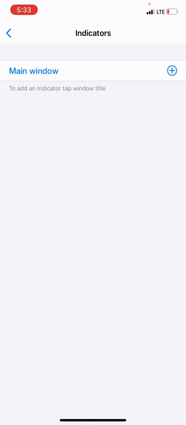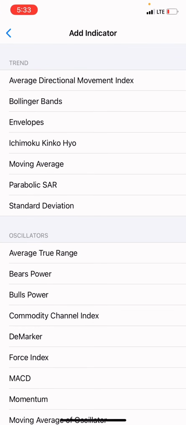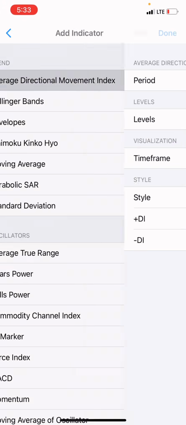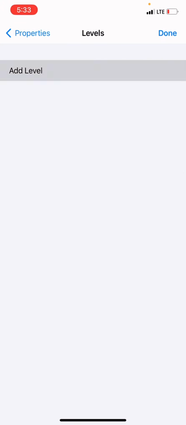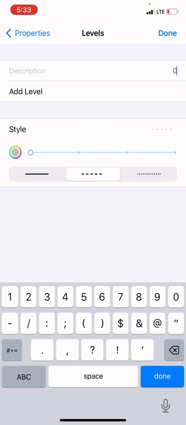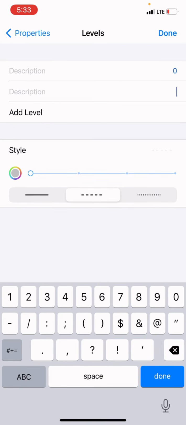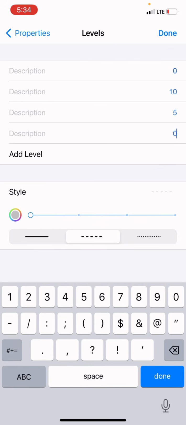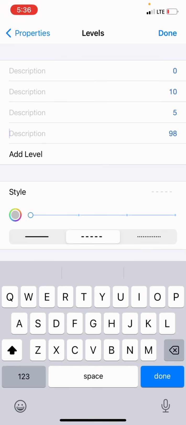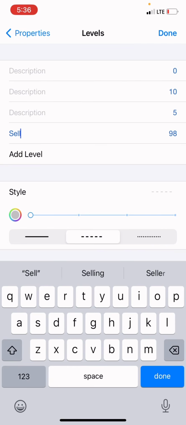So go to the indicator section, click on main windows, and I'm going to look for the average directional movement index right here. Now you see, we're going to put the period on 14, while your first level is going to be on 0. Then you add levels: you put on level 10 right here, then you add another level, 5, and after that you add another level. This one's going to be on level 98.